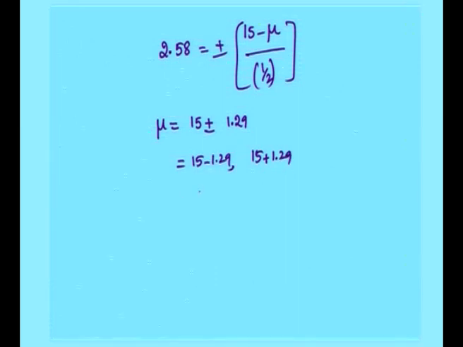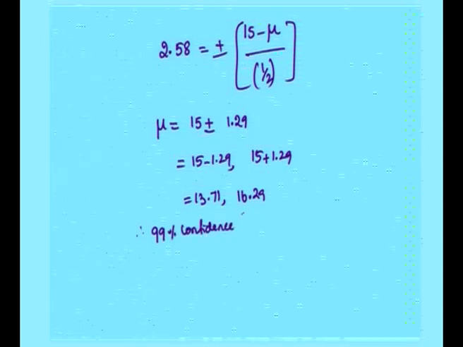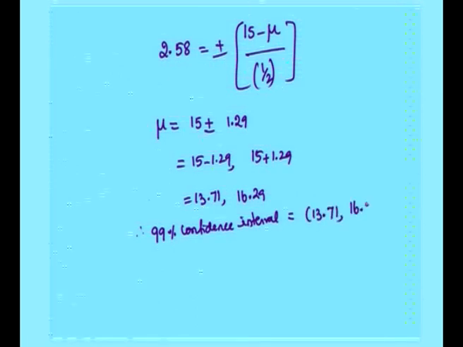So, the values are 13.71 comma 16.29. So, the 99% confidence interval. Interval means it should be written in brackets, in interval format, 13.71 comma 16.29. And similarly, the 99% confidence limits, or endpoints, are 13.71 and 16.29.